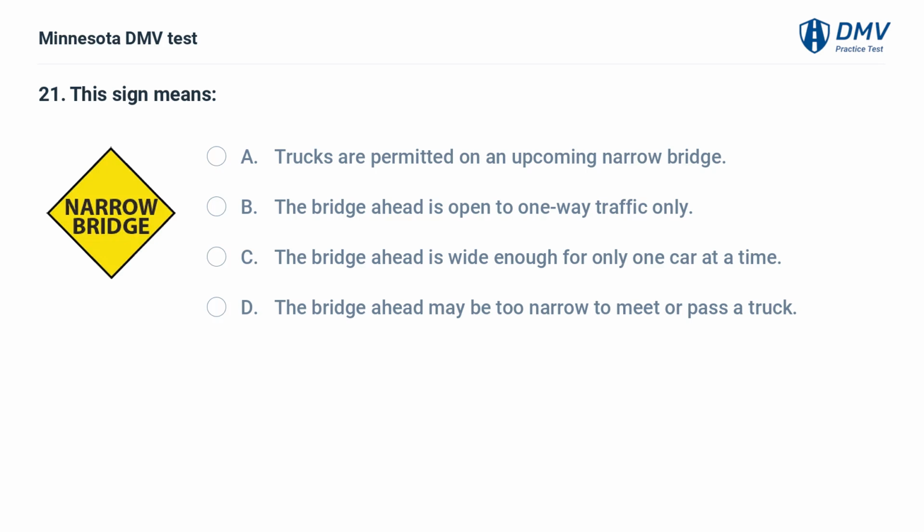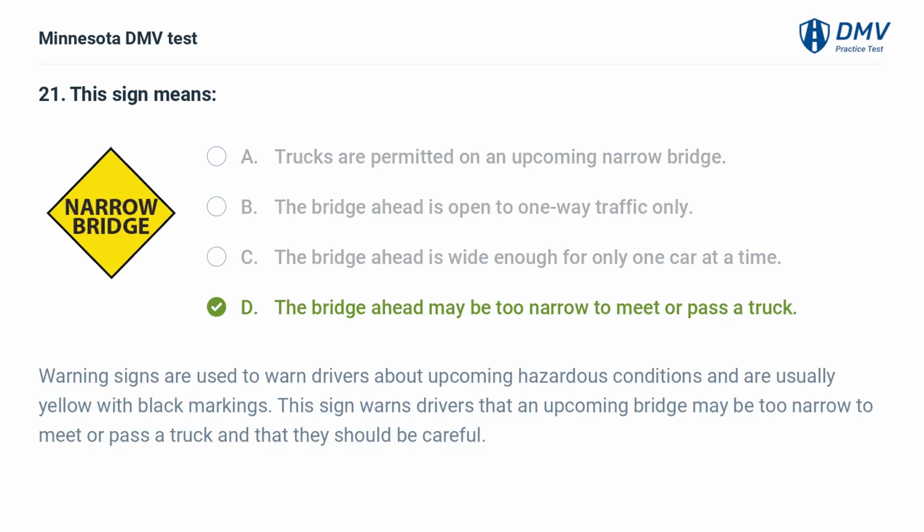This sign means A. Trucks are permitted on an upcoming narrow bridge. B. The bridge ahead is open to one-way traffic only. C. The bridge ahead is wide enough for only one car at a time. D. The bridge ahead may be too narrow to meet or pass a truck.